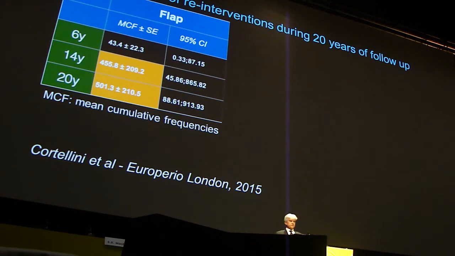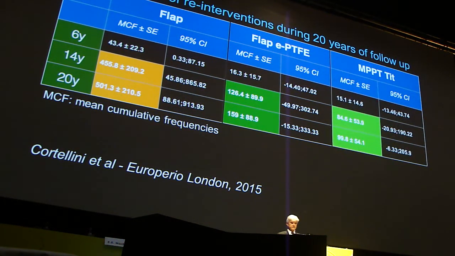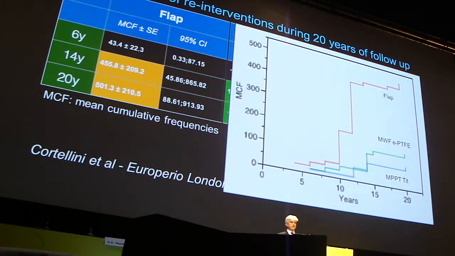We have also calculated the average cost of re-intervention during the 20 years of follow-up. And you see you have figures after 6, 14, and 20 years. This is the flap group. And you see the monetary cost, the mean cumulative frequencies in euros. The figure is much smaller in the regenerative group, being the smallest in the modified papilla preservation plus titanium barriers group. And this is the diagram showing you the differences in cost among the 3 groups.